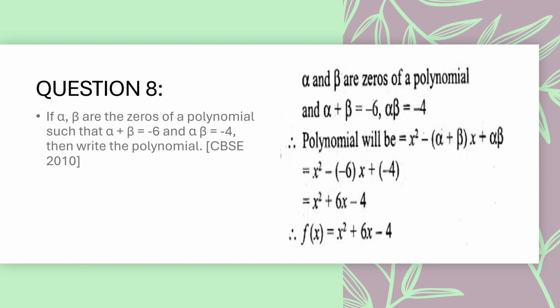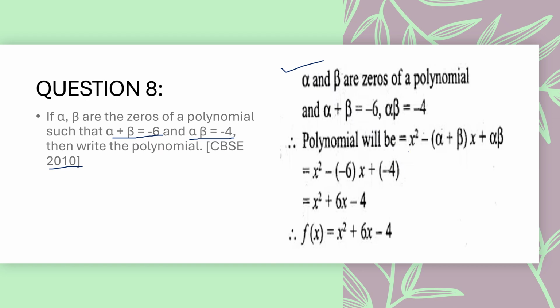Let's see question number 8. If alpha, beta are the zeros of the polynomial such that alpha plus beta is minus 6 and alpha beta is minus 4, write the polynomial. Now this question was also asked in previous years. So what is the solution? Alpha and beta are the zeros of the polynomial. Now this time they have given us alpha plus beta is minus 6 and alpha beta is minus 4.